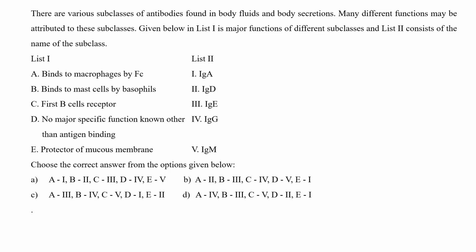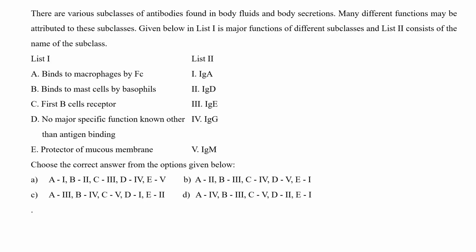Now the first item in list 1 is binds to macrophages by Fc. Macrophages and monocytes possess a surface receptor which can bind to the Fc region of IgG and plays its role in phagocytosis. So list item A has to be connected with IgG. Now next is binds to mast cells and basophils.